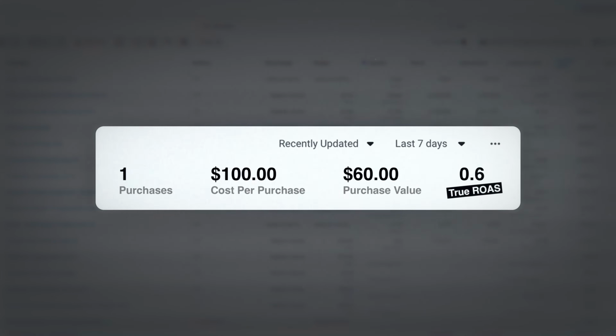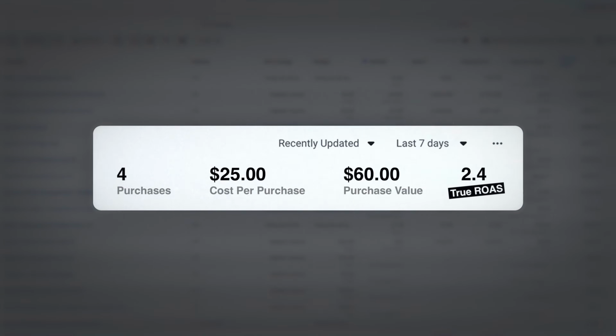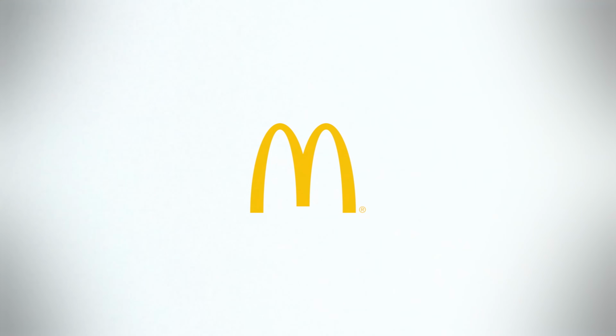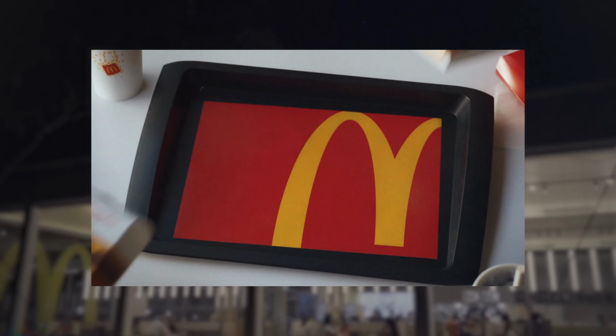But that's okay if you can get that person to buy again and again and again, because you will more than make up for it and then some over their lifetime. The best example of this has to be McDonald's, right? So McDonald's spends a lot on advertising and marketing. We see their ads all the time.